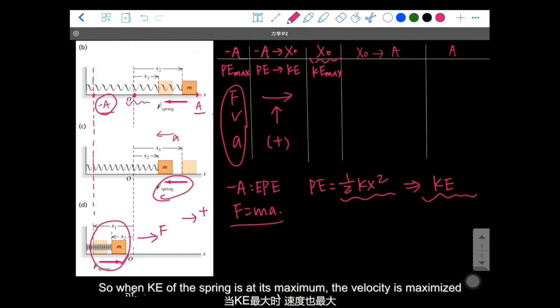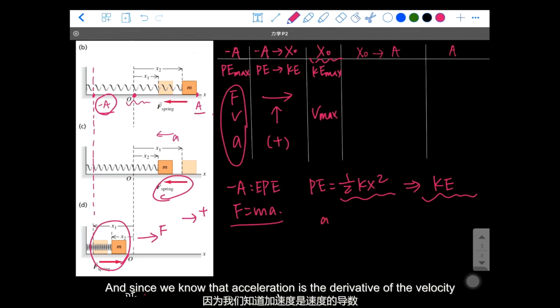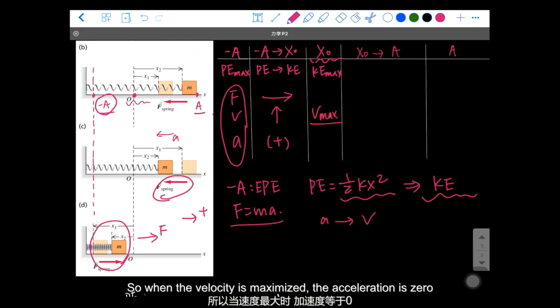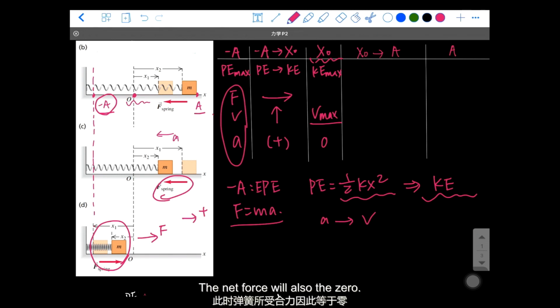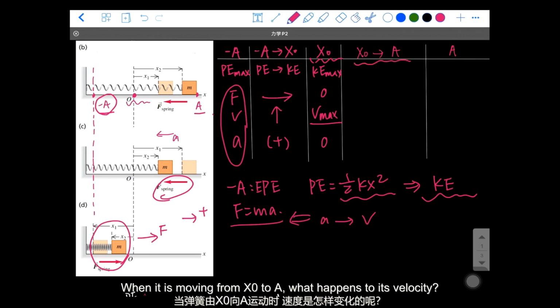When the kinetic energy is at the maximum, the velocity is absolutely at the maximum. And since we know that a is the derivative of velocity, when velocity is at its maximum, a equals 0. Using this equation again, the force will also be 0. So when it is moving during the part from x0 to A, what happens to its velocity?